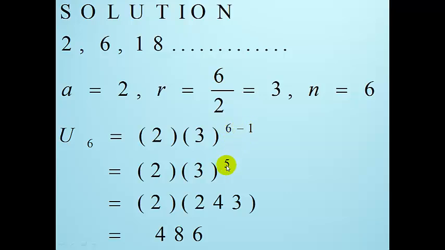Now 6 minus 1 equals 5. So we have 2 times 3 exponent 5. Make sure you don't multiply 2 by 3 before you raise it to an exponent 5. Because of the exponent of the number 3, you cannot multiply 2 by 3. Now 3 raised to the power 5 is equal to 243. After simplifying 3 raised to the power 5 to get 243, you can now multiply 243 by 2, and the answer is 486. That means that the sixth term of this sequence is equal to 486.